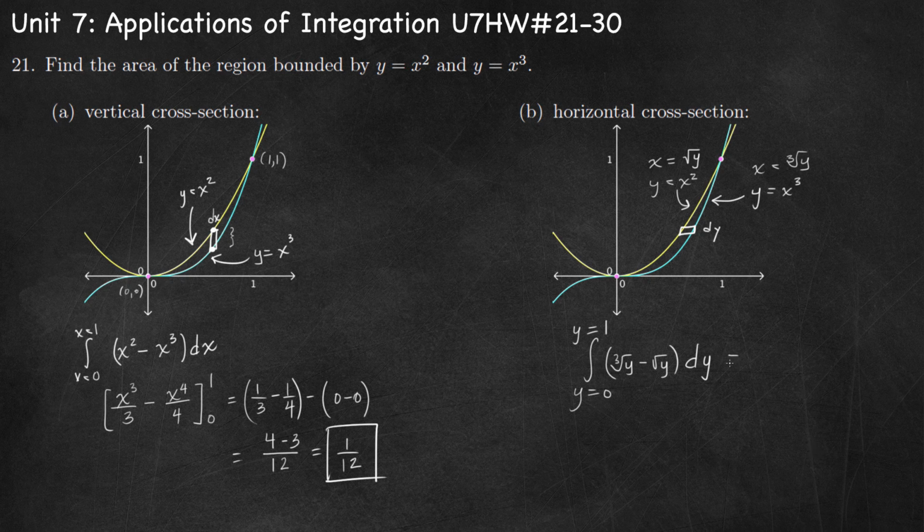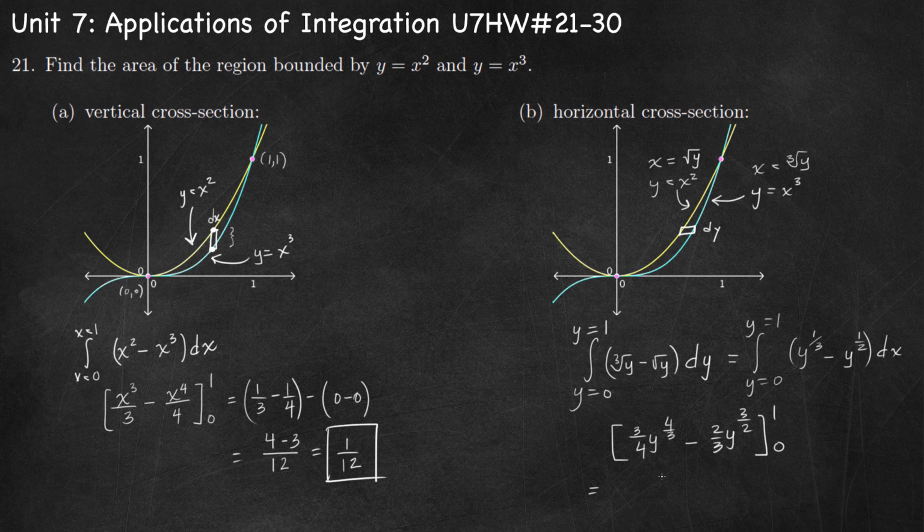Again, this is something that we can evaluate by hand, going from y equals 0 to y equals 1. I'm going to rewrite the cube root of y as y to the power 1/3, and the square root of y as y to the power 1/2. And we can use our power rule for integration. So we're going to get y to the 4/3 times 3/4 minus y to the 3/2 times 2/3, and we want to evaluate from 0 to 1.